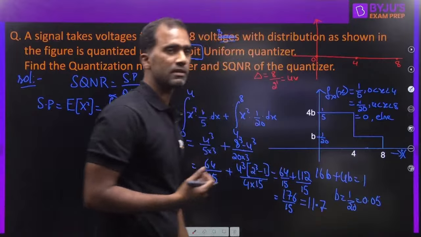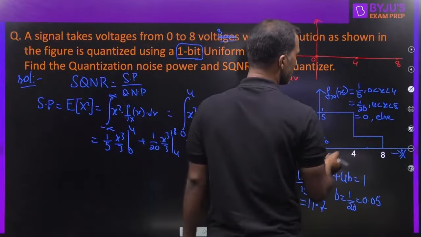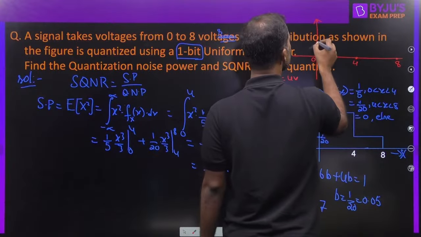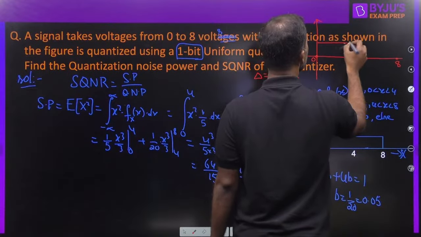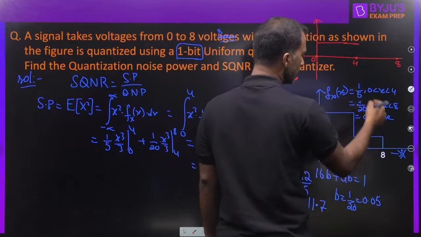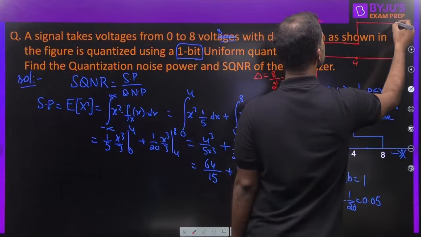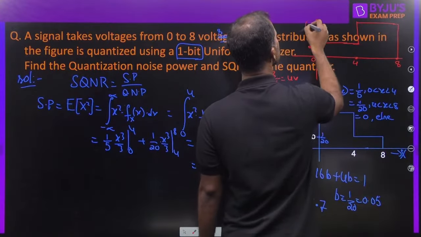And what is the quantization level that we choose? We generally choose the midpoint. So let us choose the midpoint. What is the midpoint of 0 and 4? It is 2 units. So the quantization level that we use for 0 to 4 volts is 2 volts. And for 4 to 8, the midpoint is 6. So the quantization level that we use here is 6. This is 2 and this is 6.